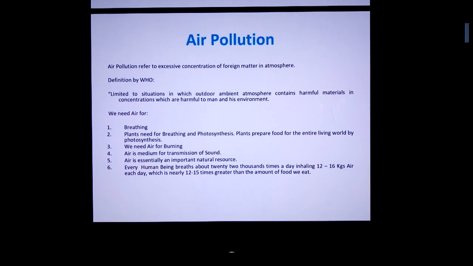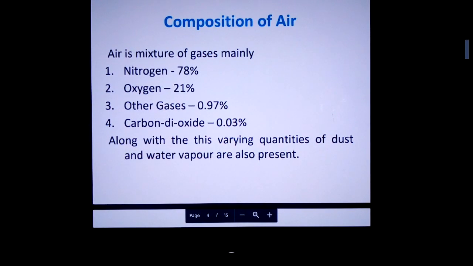Every human being breathes about 22,000 times a day, inhaling 12 to 16 kgs of air per day, which is nearly 15 to 16 times the food we eat. So coming to air's composition, what is air made up of? Air is a mixture of gases, mainly nitrogen 78%, oxygen 21%, other gases that include noble gases 0.97%, carbon dioxide 0.03%. Along with this, varying quantities of dust and water vapor are also present.